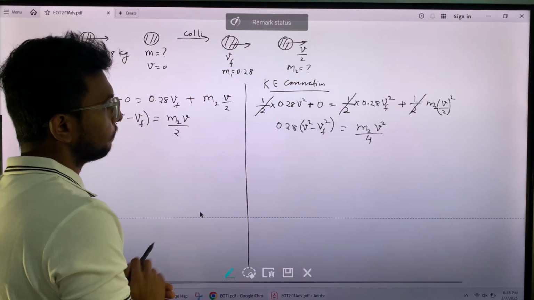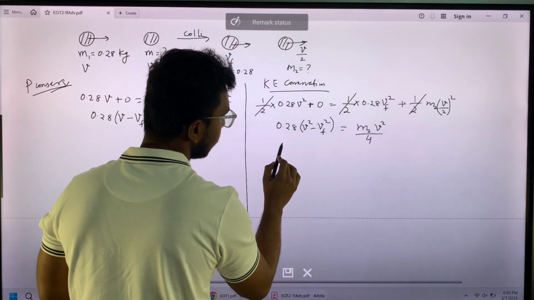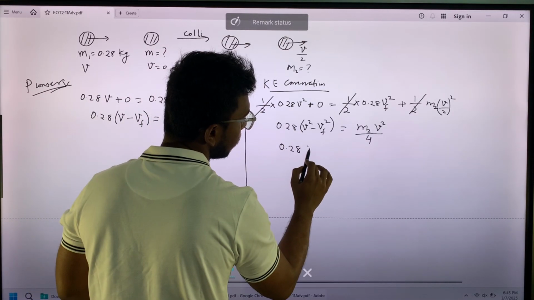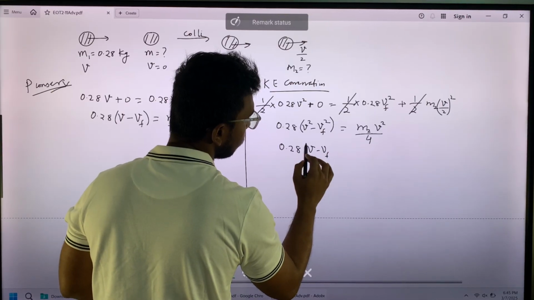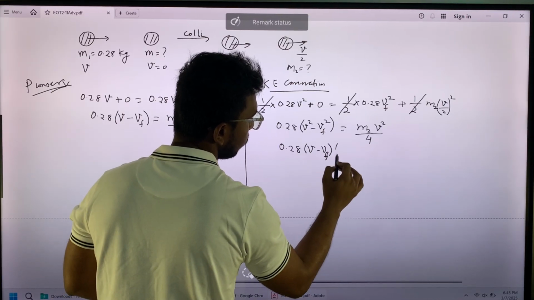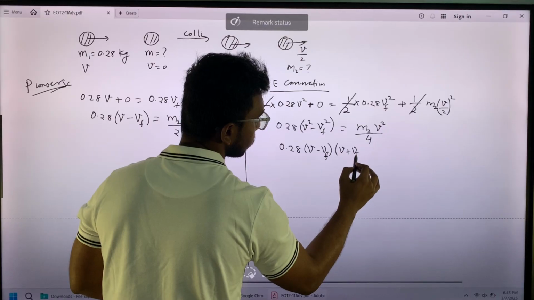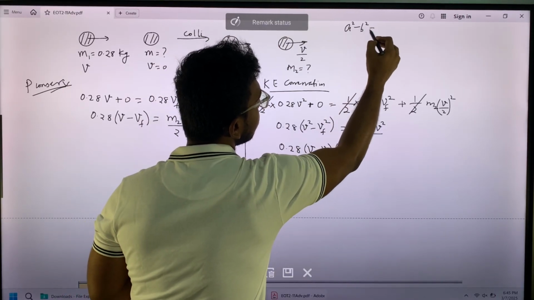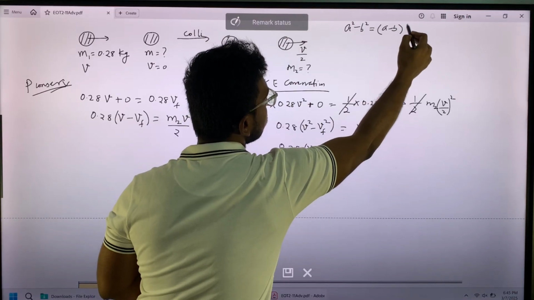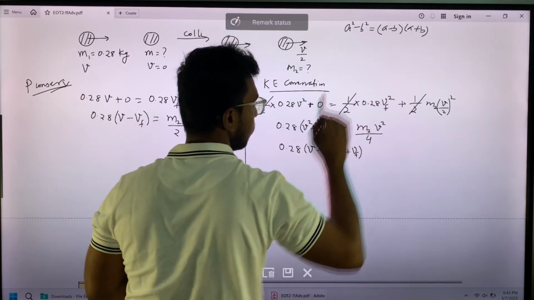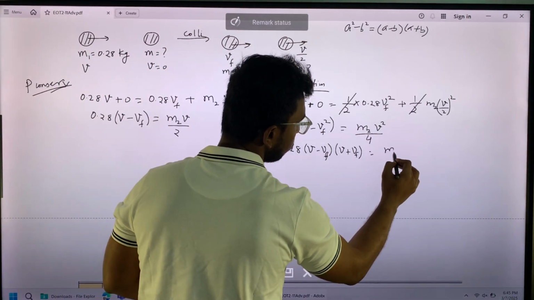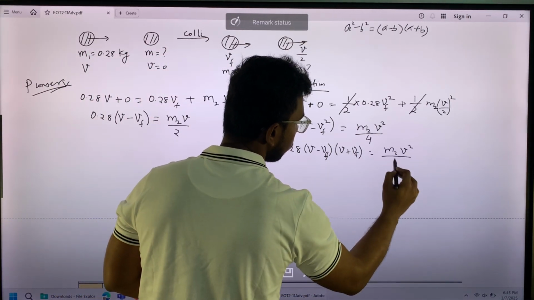Now I can change this relation. I can write 0.28 (v square minus vf square) as 0.28 (v minus vf) times (v plus vf), because a square minus b square, it's a mathematical identity, is (a minus b) times (a plus b). So this will be like that and equal to m2 v square over 4.